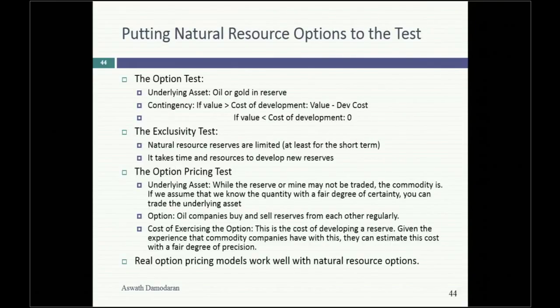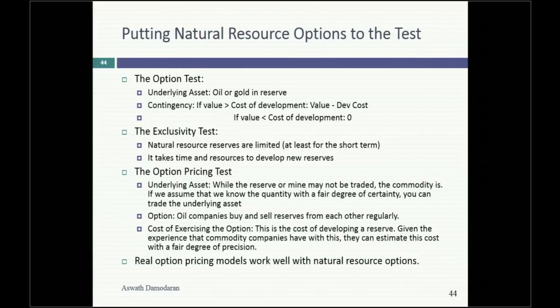So let's put natural resource reserves through the test. Is there an option? Clearly there is that underlying asset. The contingency is you will develop the reserve only if the present value of cash flows exceeds the cost to develop. So it passes that test. Is there exclusivity?